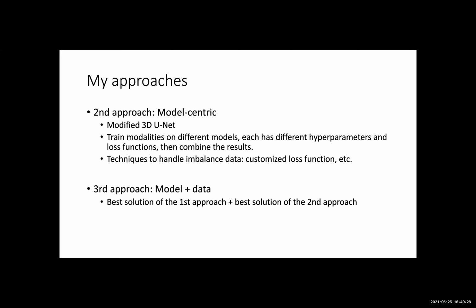I want to have a different model for that, and also try a modified loss function, because the number of enhancing tumor voxels is smaller than the background. So I would like to have more penalty when it segments incorrectly, and then I can combine the results from different models. Then I would also like to apply some techniques to handle imbalanced data.